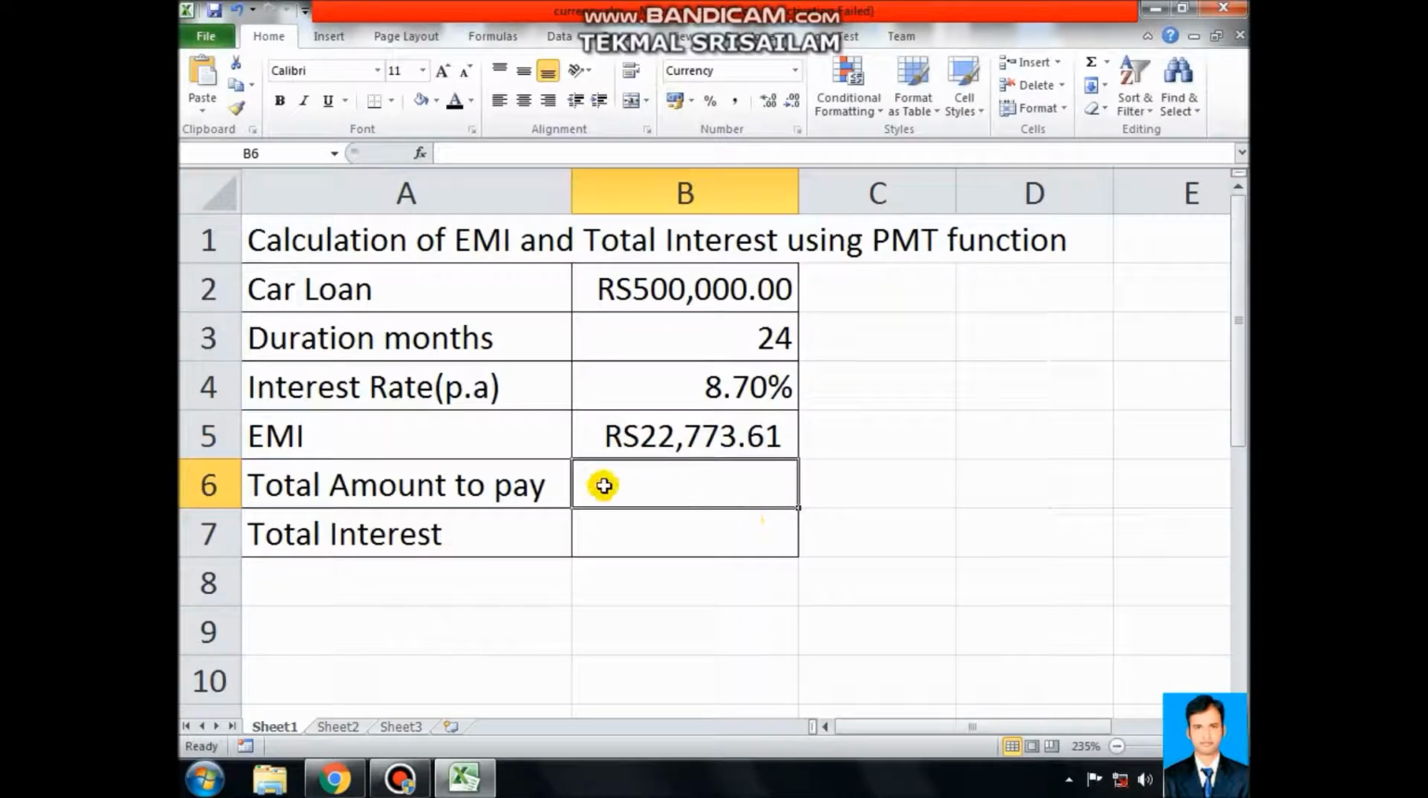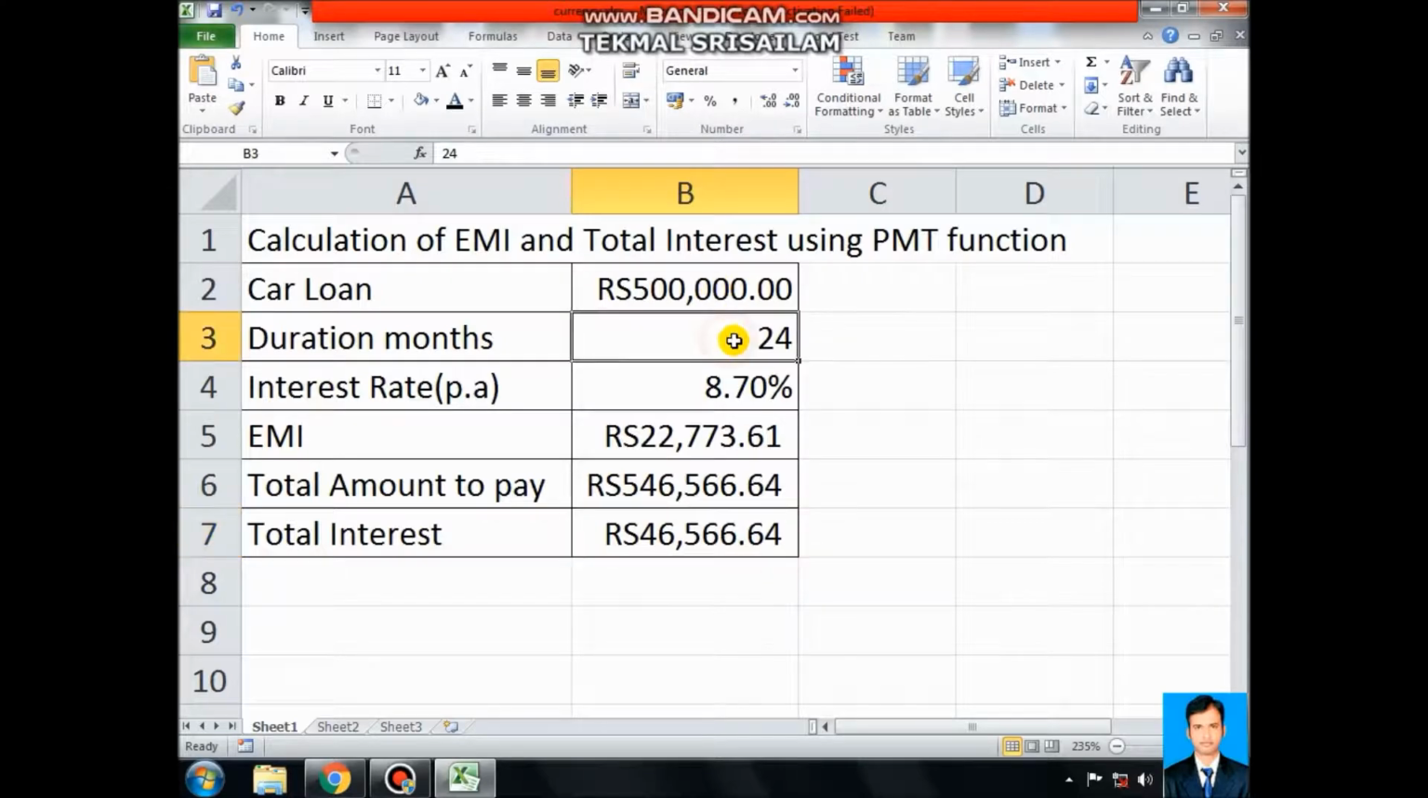That's all. Now the total amount to pay. What is the total amount we will have to pay within 2 years for completing the car loan of 5 lakhs? It is equal to EMI into simply 24. The 24 is already available in B3. And total interest is the total amount to pay minus the car loan. This is the interest we have to bear for the car loan.